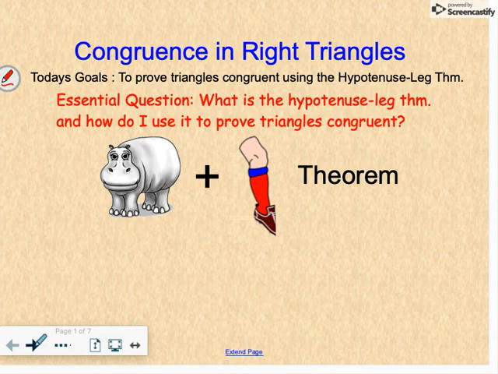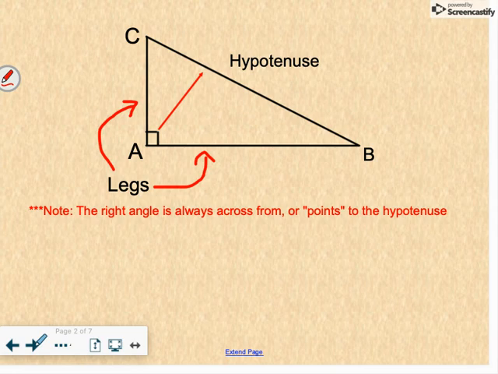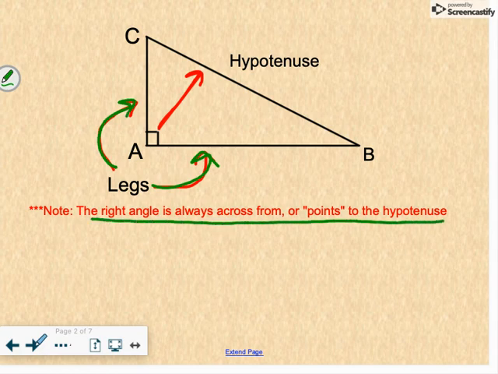So to start, hypotenuse of a triangle, making sure we understand what that means. When we're dealing with a right triangle, our hypotenuse is always what is across from our right angle. That is called our hypotenuse. So it's our longest side there. And then these other two are called our legs. Right? The right angle is always across from, or points to, our hypotenuse.